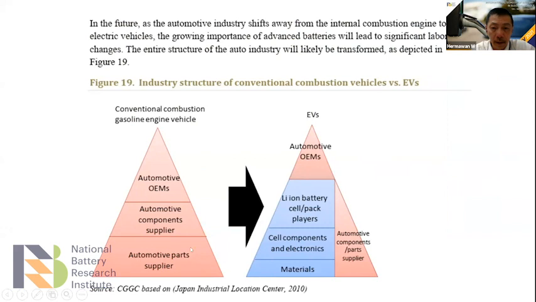Today, they're doing it like this. The next time, when the EV comes, the second layer and third layer will be moved.